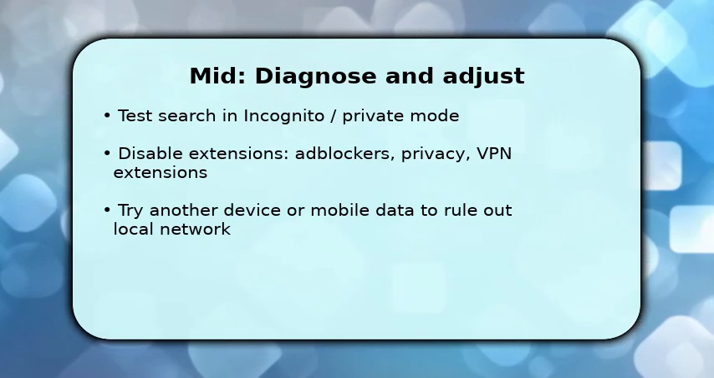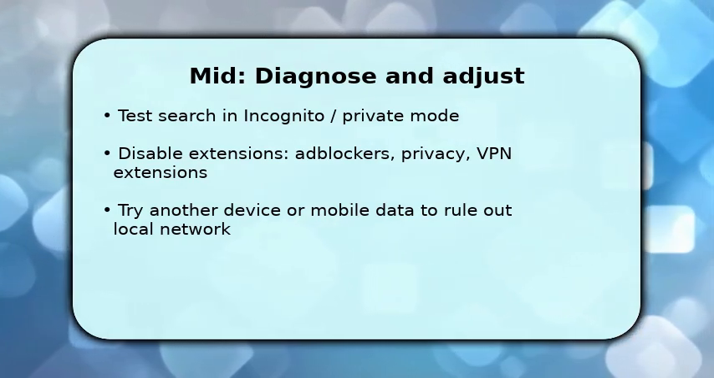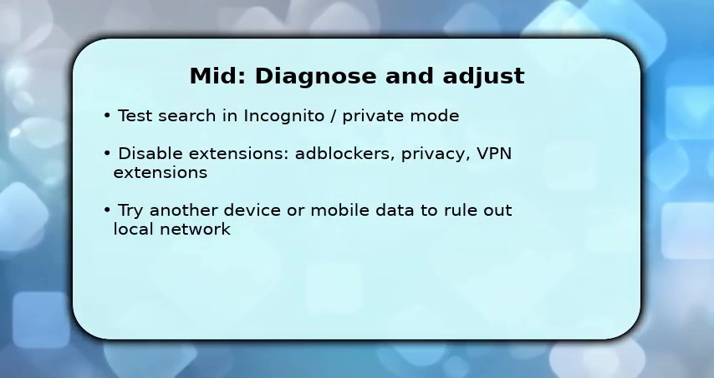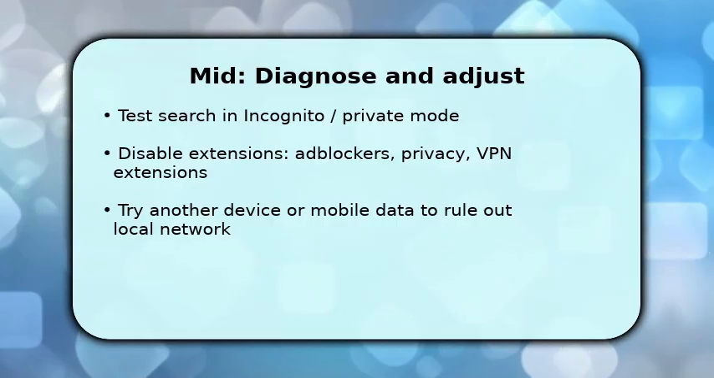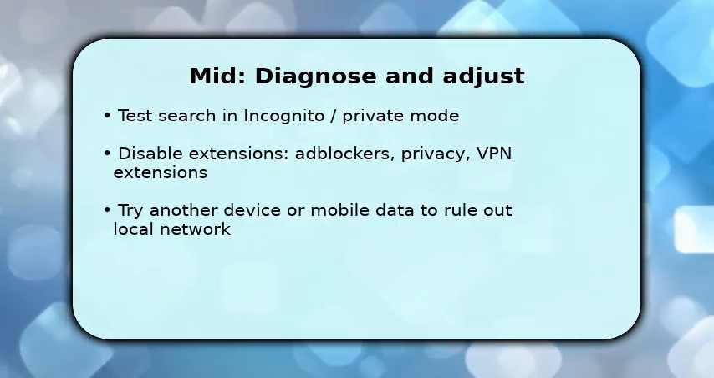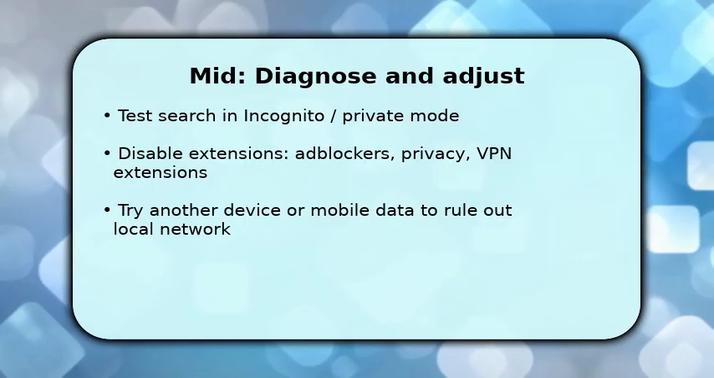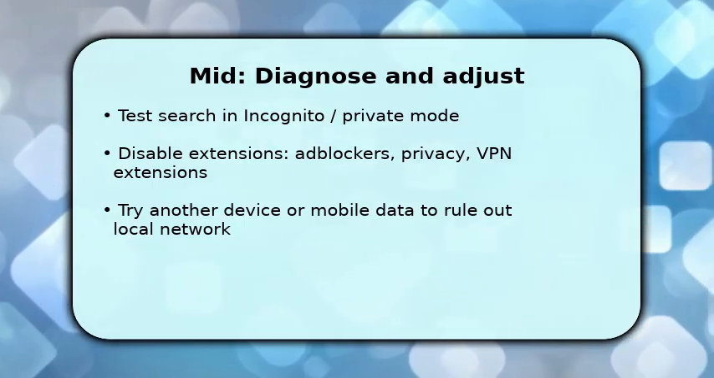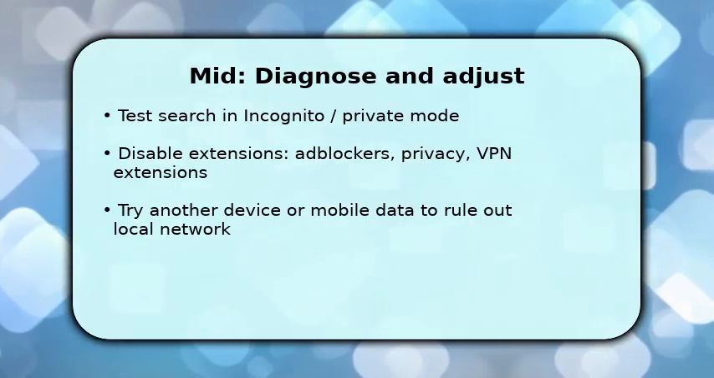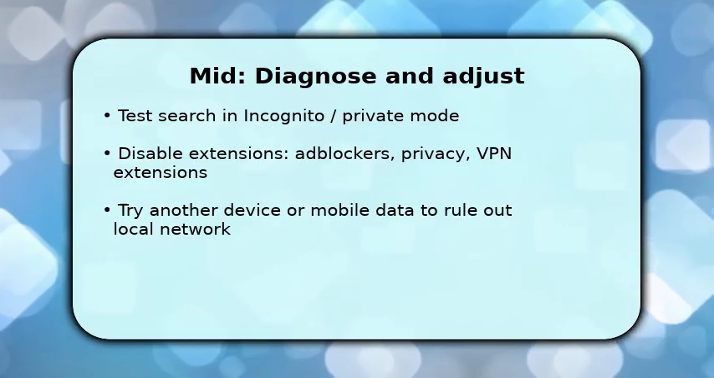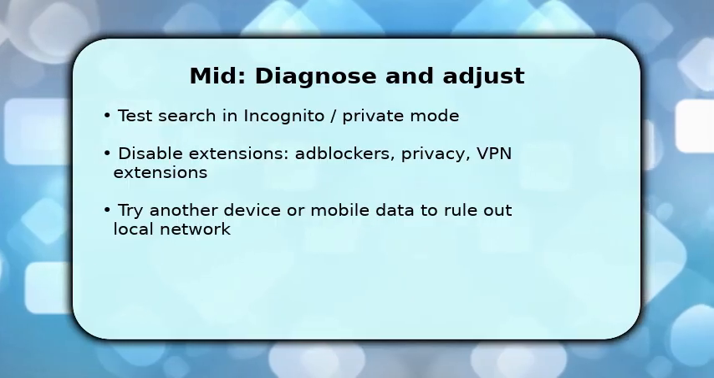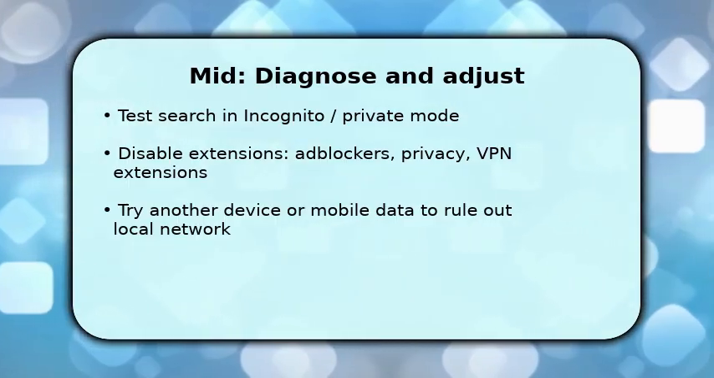Next, isolate the problem by testing search in an incognito or private window to bypass extensions and stored state. If incognito works, disable extensions one by one, focus on ad blockers, privacy tools, or VPN browser add-ons because they often block API calls. If it still fails, switch devices or use mobile data to check whether your ISP or router is throttling requests. While doing this, keep an eye on response times. Prolonged timeouts point to network or server routing issues rather than client settings.